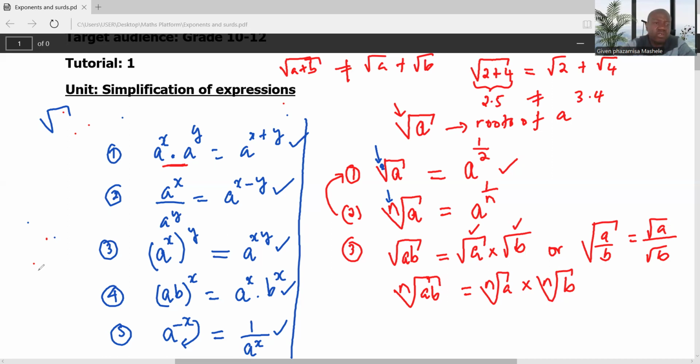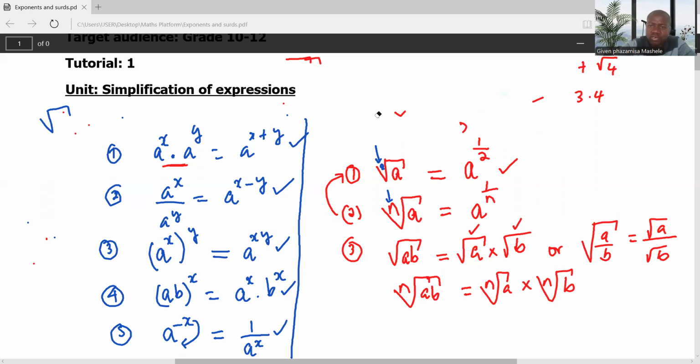That's why if we do this, let's say we want to know, without using a calculator, when we take the square root of 2 and multiply it by the square root of 2, what would be the answer here?